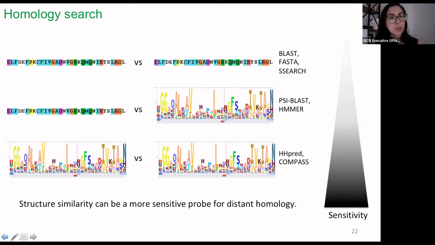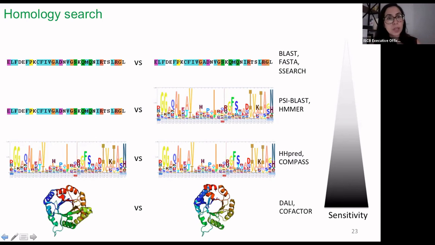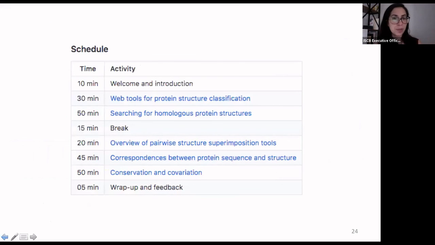So, of course, you can use sequence, and you can use structure, but you have to go back to the analysis of sequences to know what the similarity in structure means in evolution. So you can use servers like DALI or cofactor to find out if you have a similar structure, and then do all the research to try to investigate these relationships.